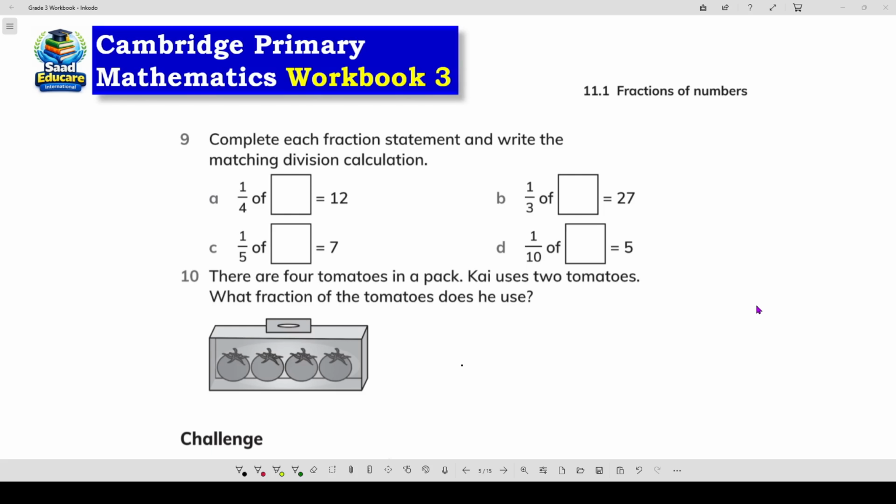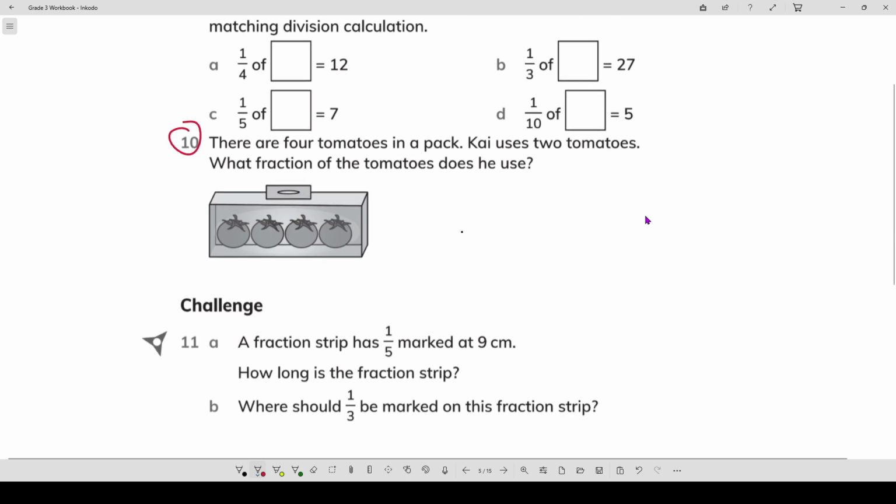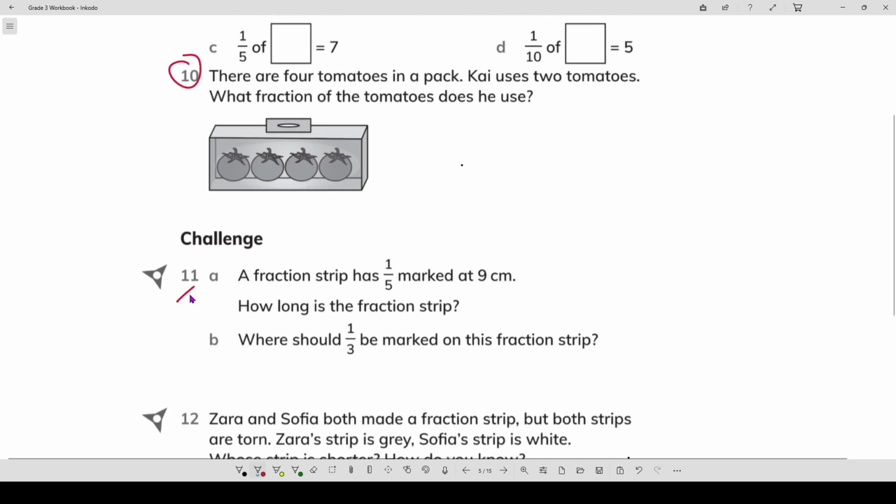Cambridge Primary Mathematics Workbook 3, we have already finished exercise 11.1 up to question 10. In this video we are starting challenge number 11. Our question: a fraction stripe has a 1/5 mark at 9 centimeters. How long is the fraction stripe?